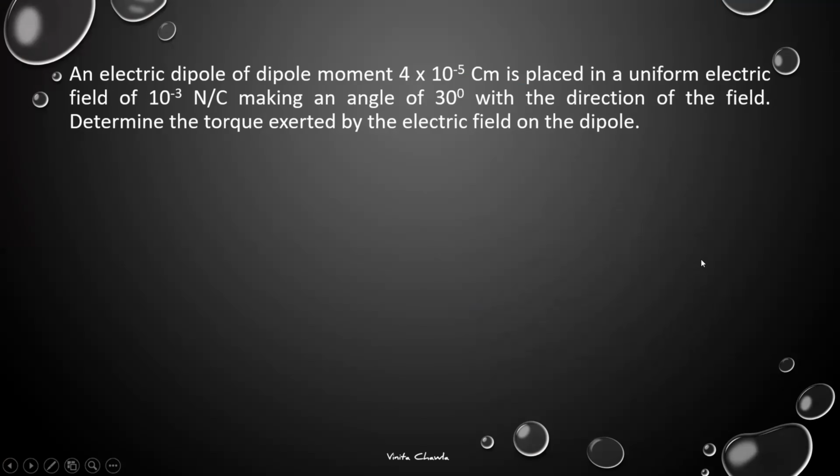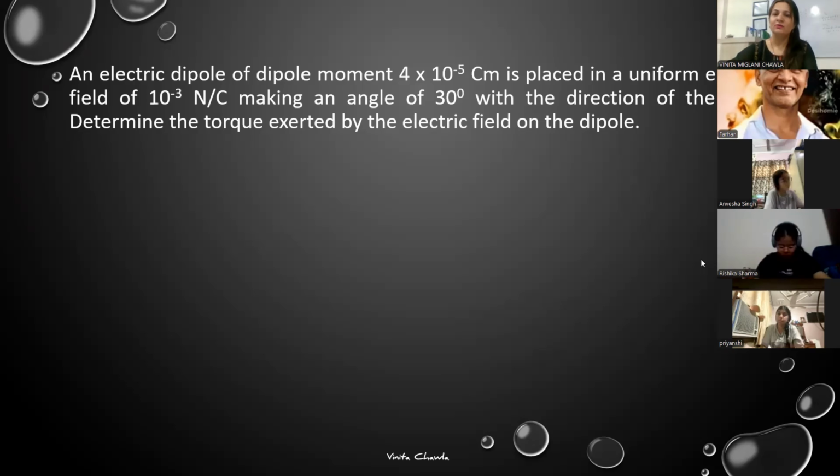No, ma'am. So an electric dipole of dipole moment, this is placed in a uniform electric field, making an angle of 30 degrees with the direction of the field. Find the torque exerted by the electric field on the dipole. What is the formula for torque on an electric dipole? P cross E. Yes, torque is a vector quantity. It is a vector product of dipole moment and electric field intensity, or we can write torque as PE sine theta.